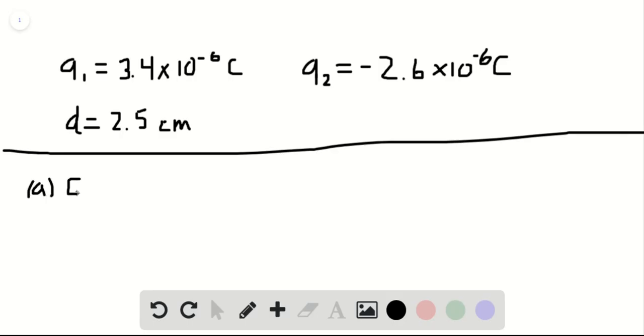E equal to the constant K times charge 2 divided by x2, the distance from the point to the charge, minus K Q1, so the larger charge, divided by the distance separating the two charges, plus x squared.